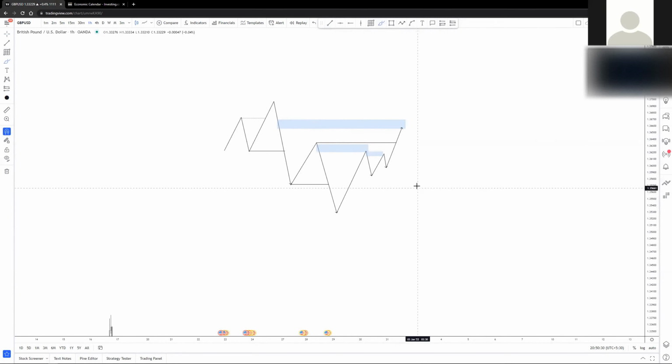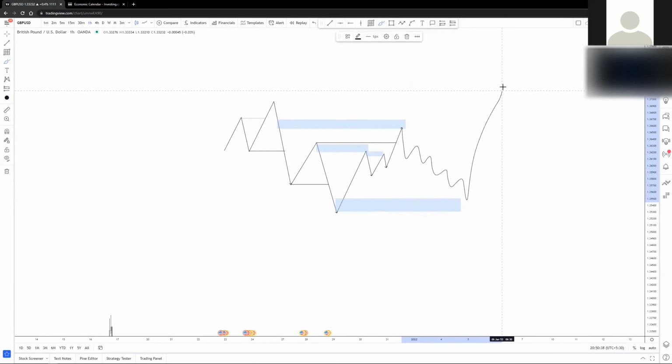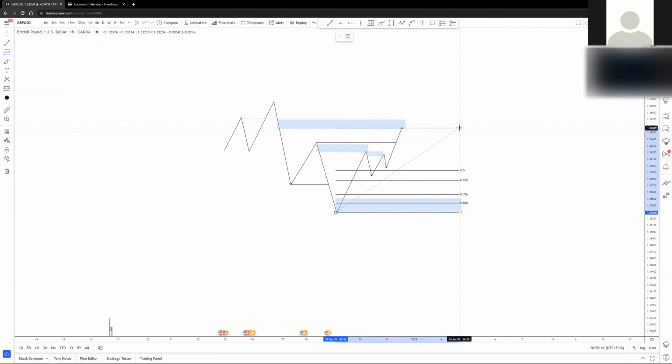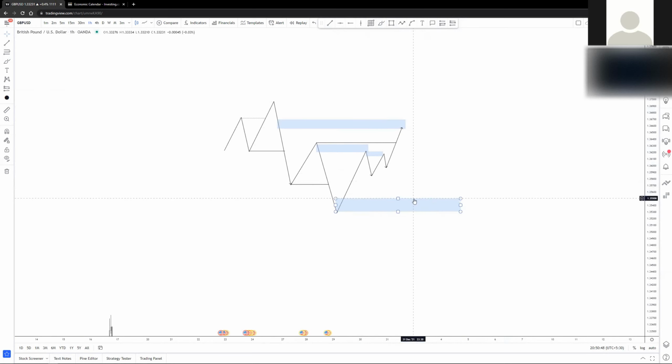They would have taken this as a breakout structure, and what are they expecting? They might look for order blocks or something from these areas now, and then they will expect a retracement and an expansion like this. Okay, they're expecting moves like this. Some people might draw their Fibonacci like this, the golden ratio, 78.6, and all of that stuff. But what are they going to do?